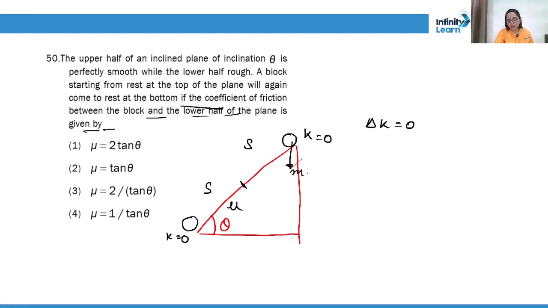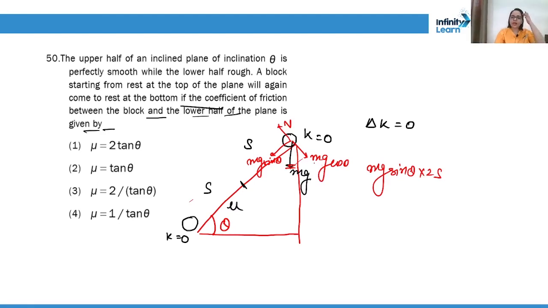So basically this is mg, right? And this component will be mg sine theta, and this will be mg cos theta, and this will be normal, right? So work done by mg sine theta will be mg sine theta into 2s, because it is acting for 2s distance. Work done by normal plus work done by mg cos theta will be 0, because they are perpendicular to the direction of displacement. Work done by friction will start from this point, and that is equal to minus f into s. Why? Because friction is in backward direction, velocity is in forward direction. Friction will be mu into n, so it is mg cos theta into mu, right?